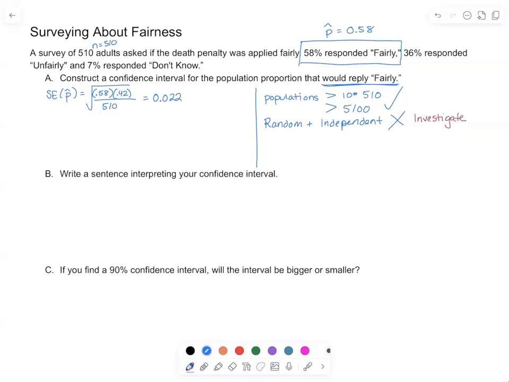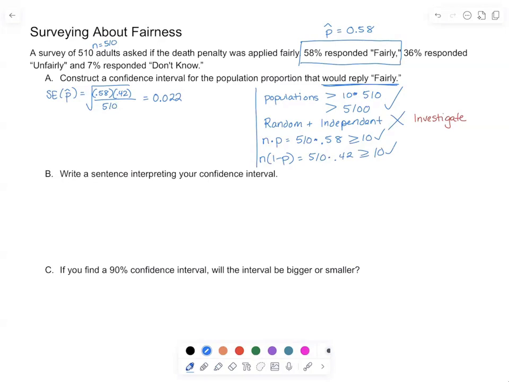Now, the last two, we need to make sure there are at least 10 successes and at least 10 failures. So we would do n times p for successes. So that's 510 times 0.58. That number is definitely bigger than or equal to 10. Then we also do n times 1 minus p, which is 510 times 0.42, which is also definitely bigger than or equal to 10. So we've met all of the conditions to find a confidence interval here.